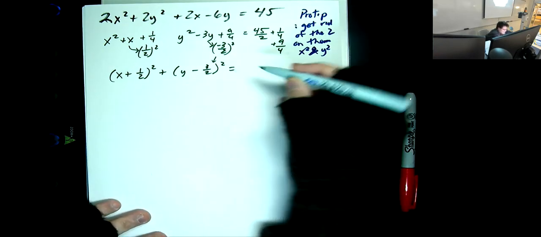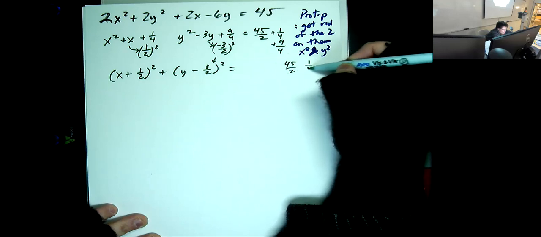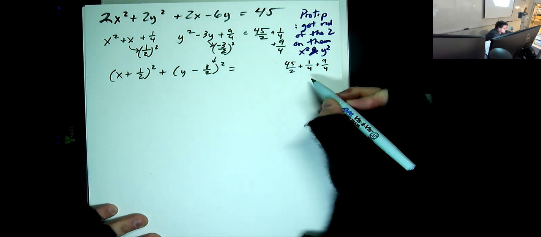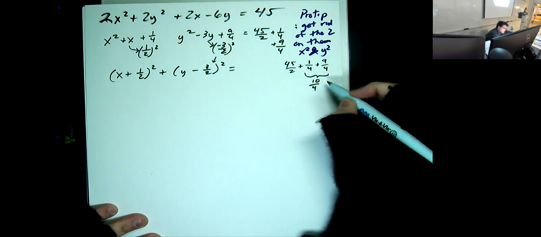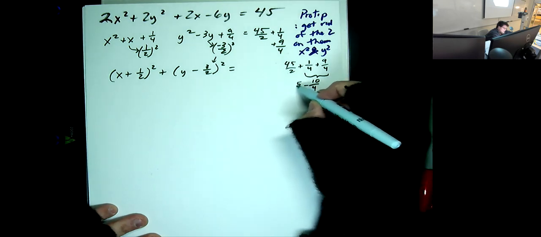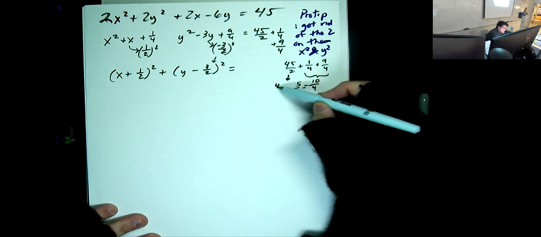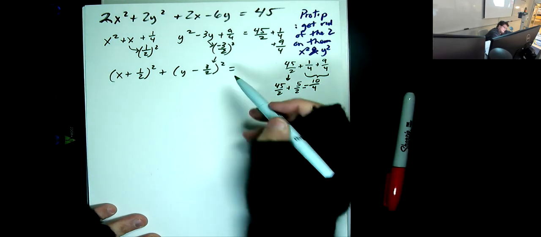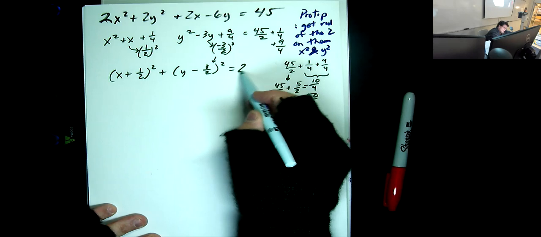The right side, cleaning it up. I've got 45/2, 1/4, and 9/4 all added together. I could get a common denominator. I see something that you may not recognize right away. If I add these two together, I have 10/4, which is 5/2. And so if I add up 45/2 and 5/2, I get 50/2, which is 25.